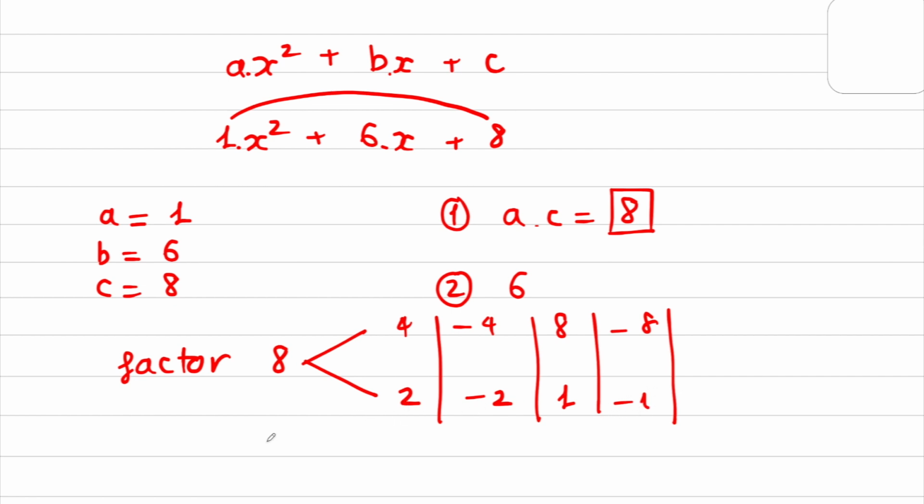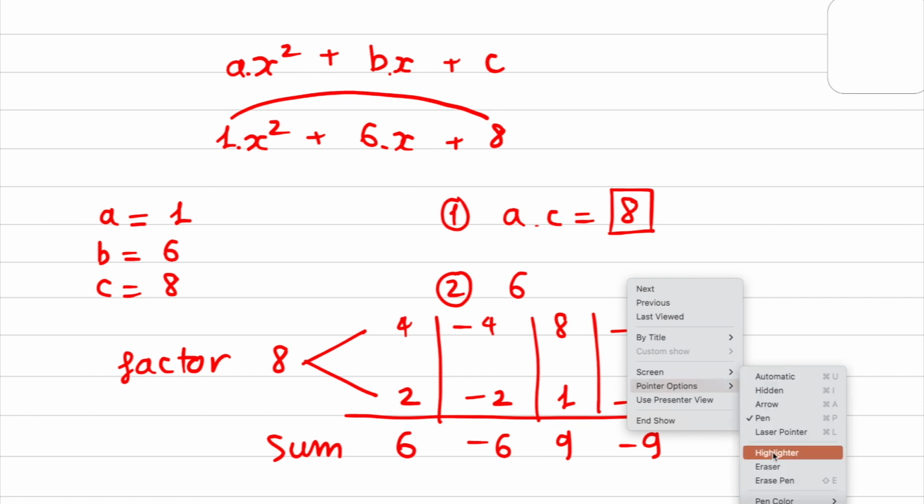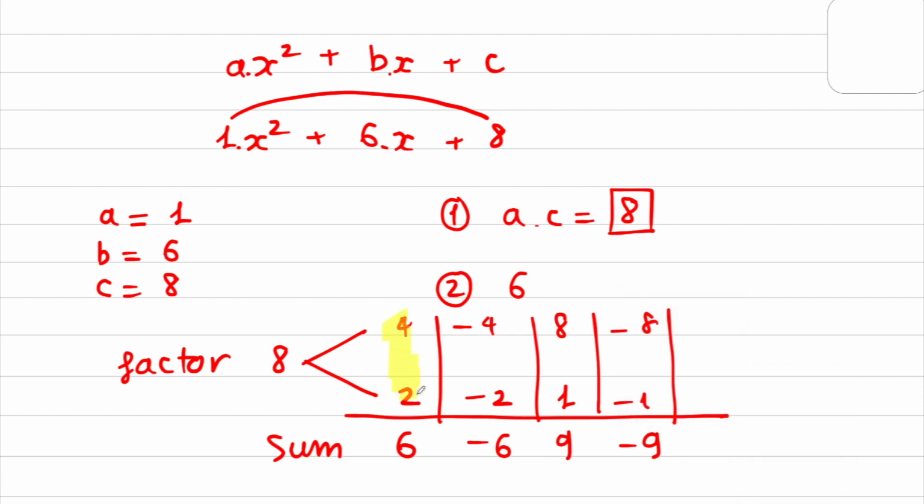After that, I will figure out the sum of each option. 4 plus 2 gives 6, minus 4 minus 2 gives minus 6, 8 plus 1 gives 9, and minus 8 minus 1 gives minus 9. Because 4 plus 2 equals 6, and minus 4 minus 2 equals minus 6. And I will choose the option whose sum equals the second number. The second number here is 6.